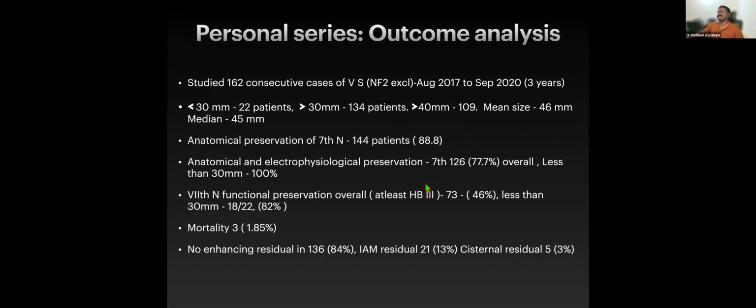So for the larger lesions, you may get more deficits, and the smaller lesions are likely to have a grade 3. The mortality was 3%. There is no enhancing tumor in 84%, that is 136 patients, and IAM residual is seen in 13%. I always do the IAM in every patient that I have operated, other than the NF2 cases, which I have excluded from the series. And a cisternal residue was seen in 5, that is 3%.